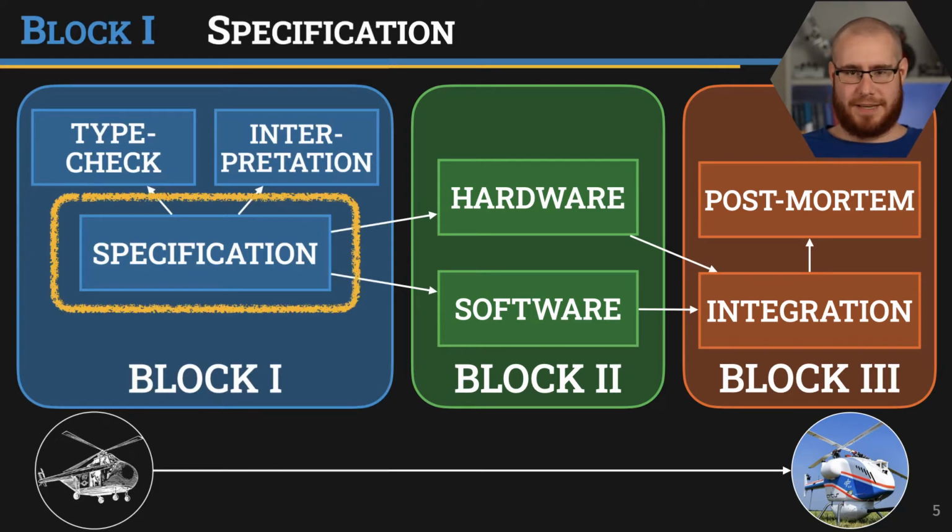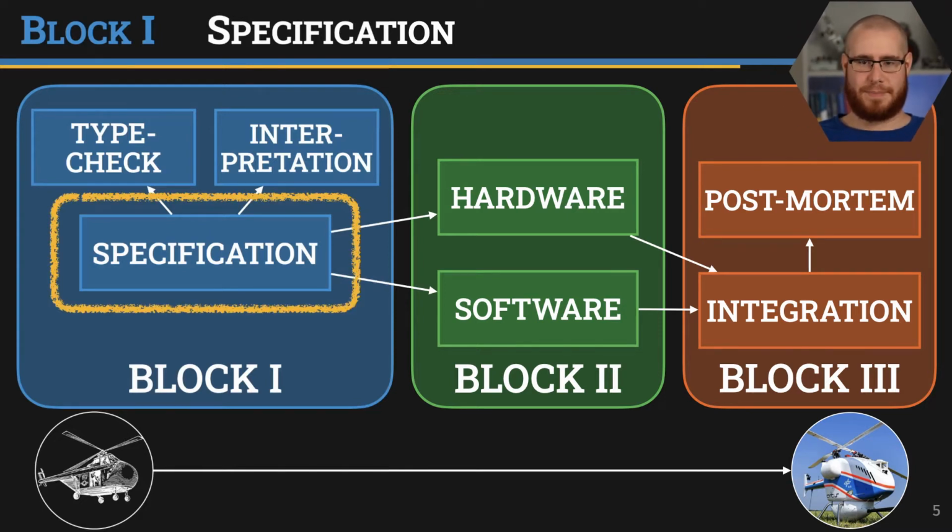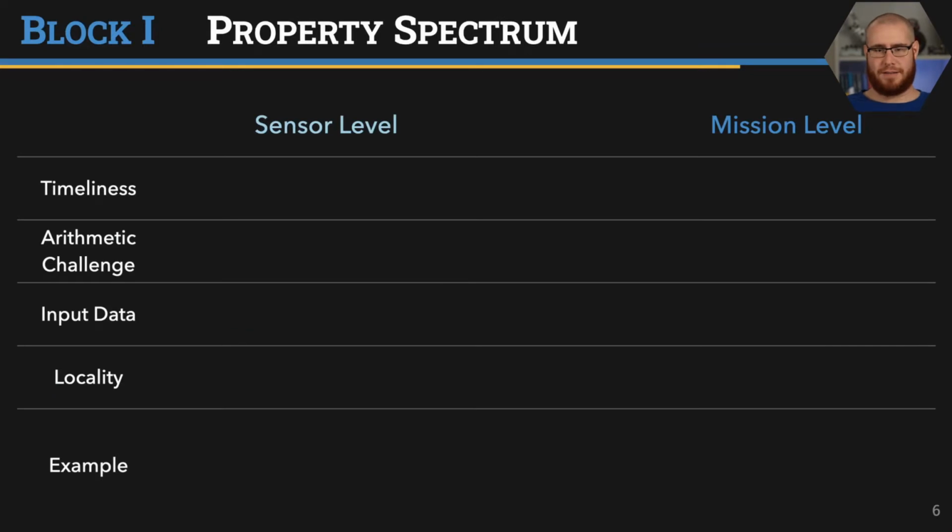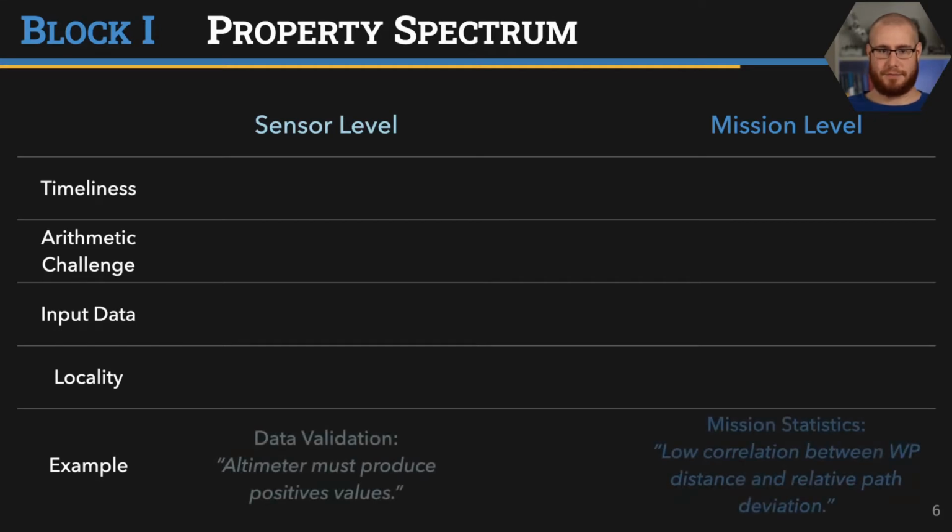When we want to write a specification, we first have to check what kind of properties we have, because properties are on a spectrum between more low-level and concrete specifications, which we call the sensor level, and the more abstract level, which is the mission level. On the sensor level, you find properties that validate data from different sensors. So for example, we want to check that the altimeter only produces positive values.